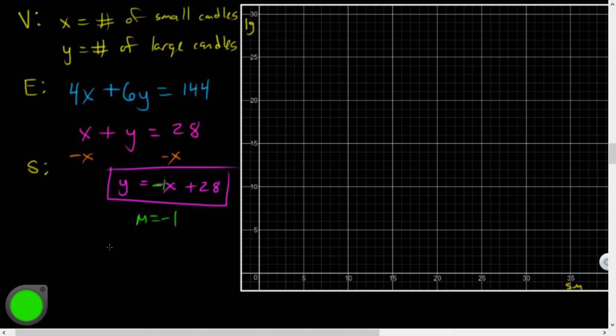Yeah, the slope is -1. And what's the y-intercept? B is equal to 28. So I'm going to go up to 28 for my y-intercept, my starting point, and go down 1 over 1. Now I could try to go down 1 over 1, down 1 over 1, down 1 over 1. But if it starts at 28 up here and goes down 1 over 1, where do you think it's going to cross on the x-axis?